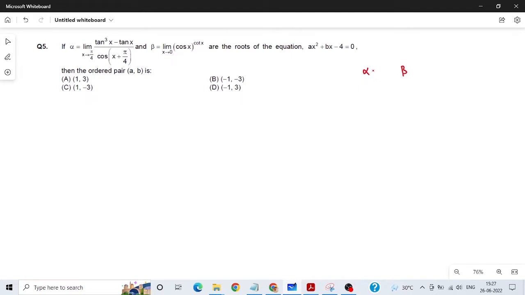we will generate the quadratic polynomial which has roots alpha and beta, that is nothing but x minus alpha into x minus beta. And then by simplifying and comparing with the equation ax square plus bx minus 4 equals 0, we will get the values of a and b. So that is the idea. We just have to solve these limit questions to get the values of alpha and beta. So let's start with alpha first.